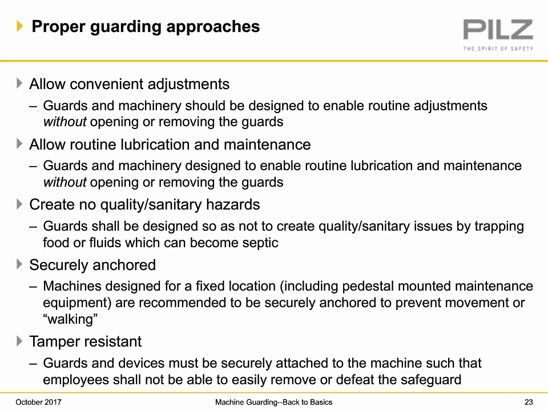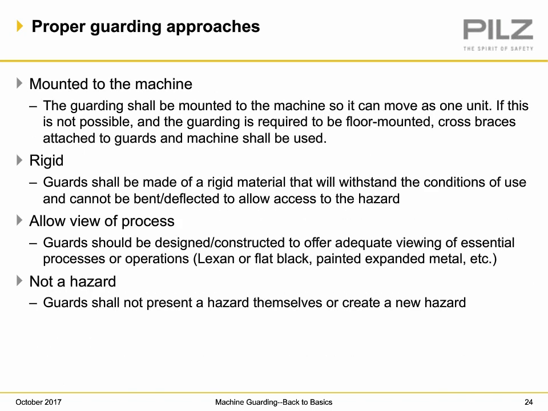Okay, mount it to the machine. The guarding shall be mounted to the machine so it can move as one unit. If this is not possible, then the guarding is required to be floor mounted. Cross braces attached to guards and machines shall be used.